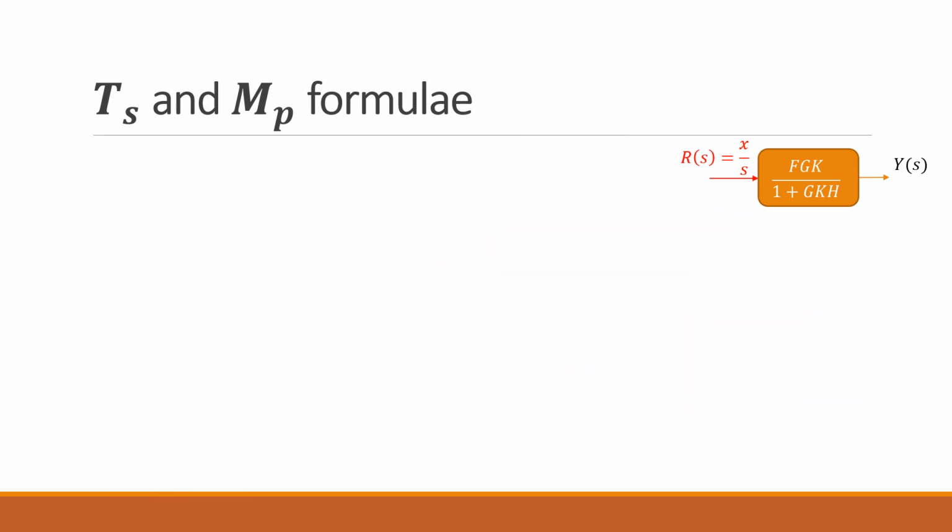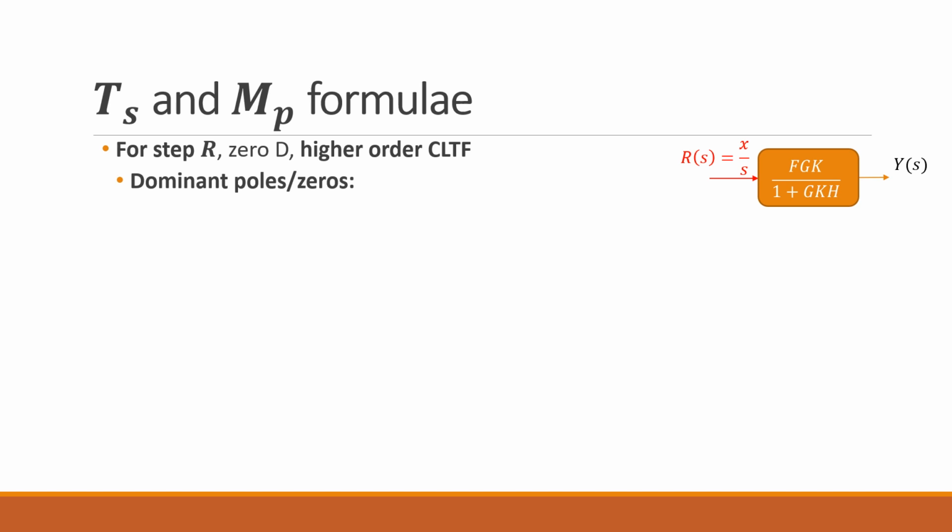Now, it may not always happen that the closed loop transfer function is a second order system or a first order system. In that case, we are not going to derive settling time and overshoot formulae for all possible systems. That's a waste of time. Instead, we will hope that we can approximate our higher order system by simpler first and second order, and then use the first and second order formula. So that's the idea behind using dominant poles.